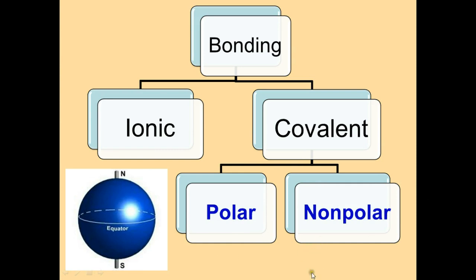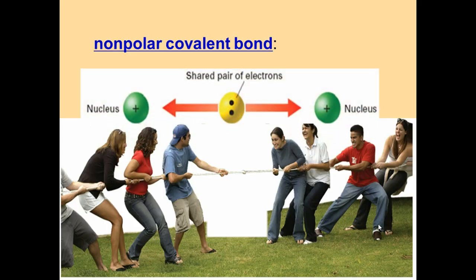And then nonpolar is exactly what you think. Non means not, and polar, like we talked about, has two different charges. So nonpolar means no two different charges. Here's another analogy. We have a nonpolar covalent bond, and these electrons are shared equally, just like in this tug-of-war scenario. These people are pulling equally, so this rope isn't moving anywhere because both sides appear to be pulling with the same amount of force.